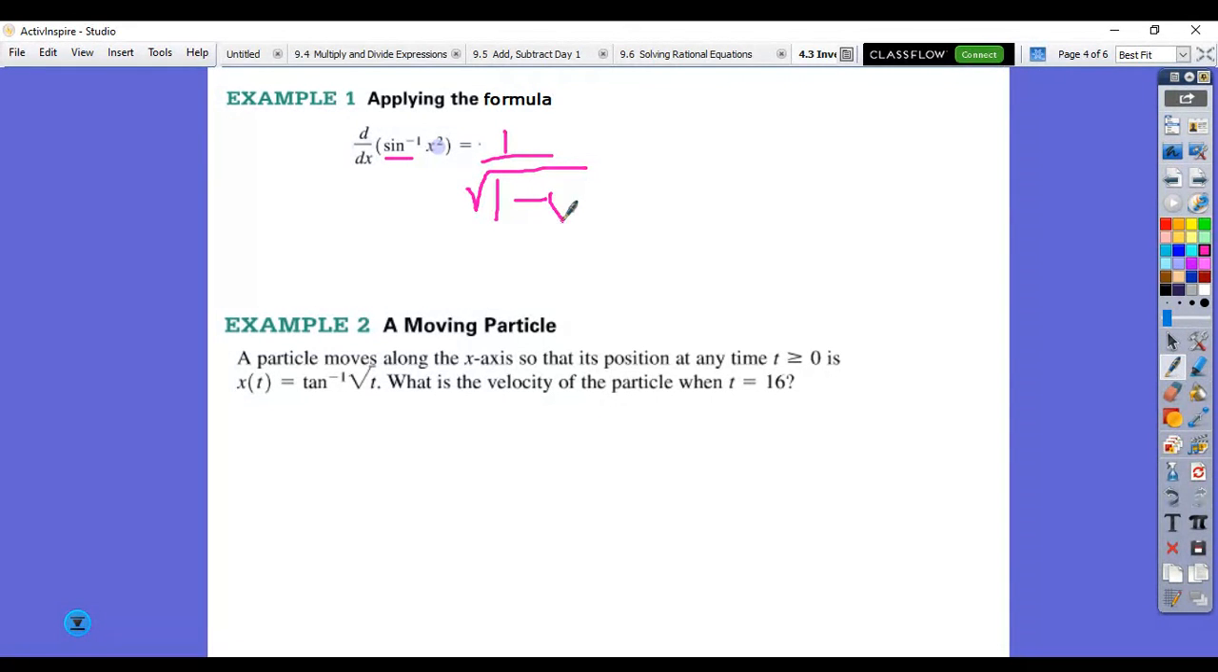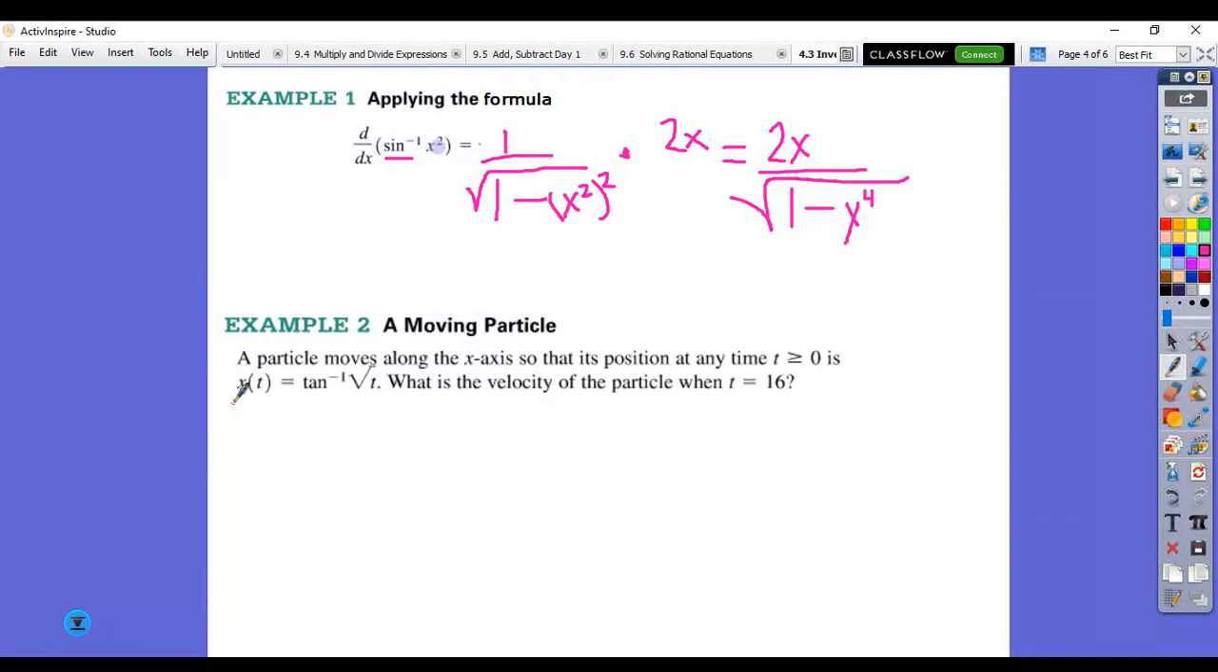So that's x squared, and then we always chain on the derivative of x squared, which is 2x. There's not always a lot you can do to simplify this. If we just go straight across, 1 times 2x is 2x all over the square root of 1 minus x to the 4th. All right.